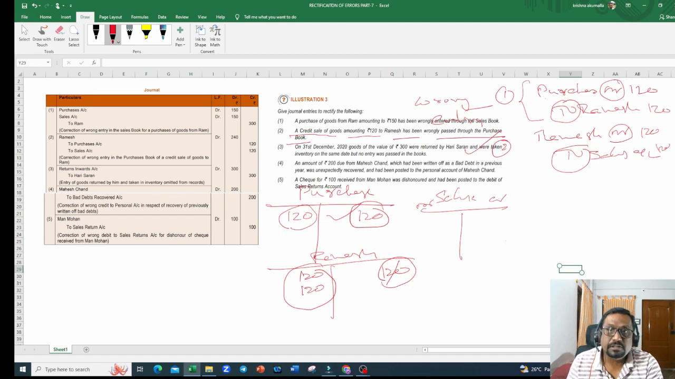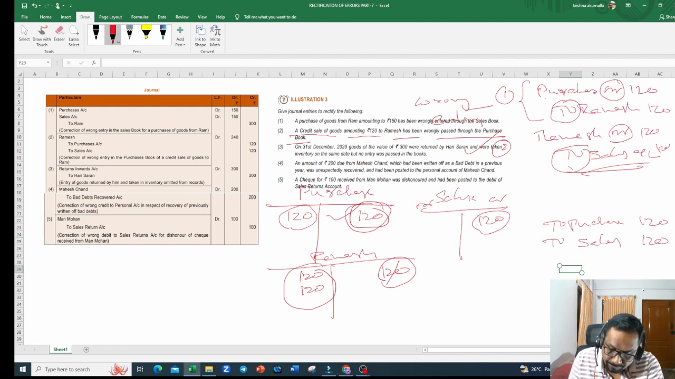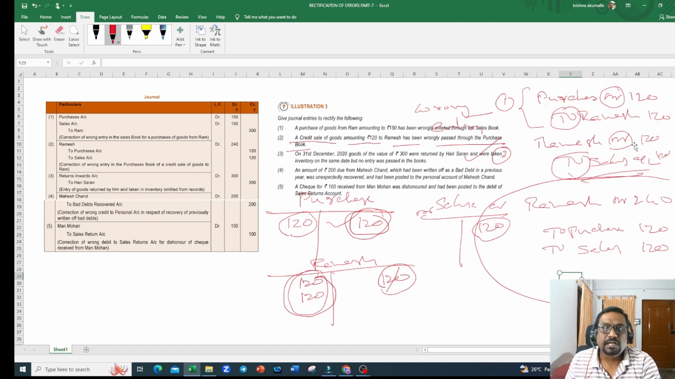Then sales account. Sales account is not credited. This has to be credited, right? That has not been done. So 120 in sales account should come. Now you prepare the entry. Purchase account to be credited, to purchase 120. Sales account to be credited, to sales account 120. Ramesh account to be debited with 240. So Ramesh account debit 240. This is the rectification. If you start thinking like this and start preparing your rectification entries, you will never commit a mistake.